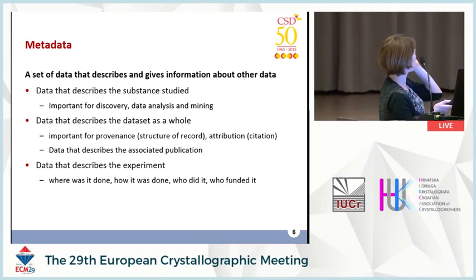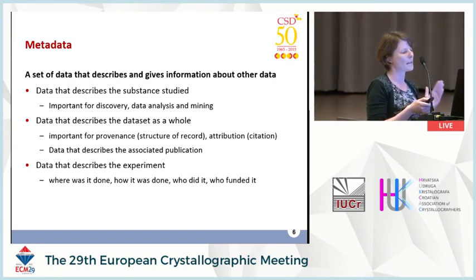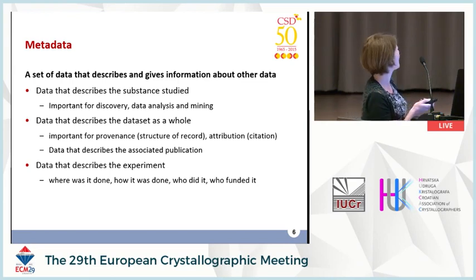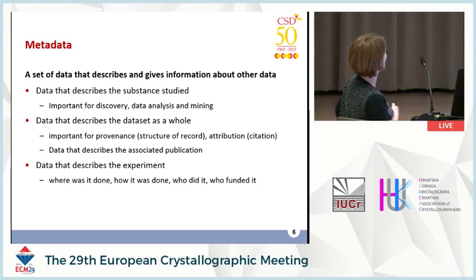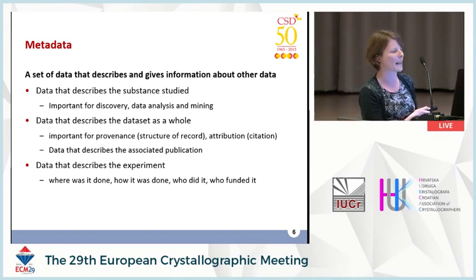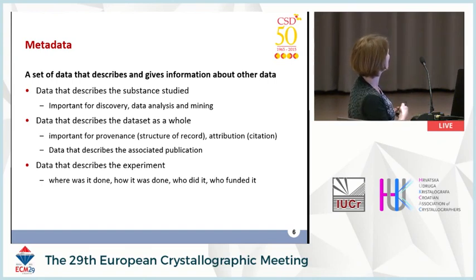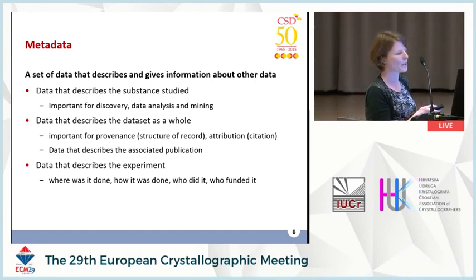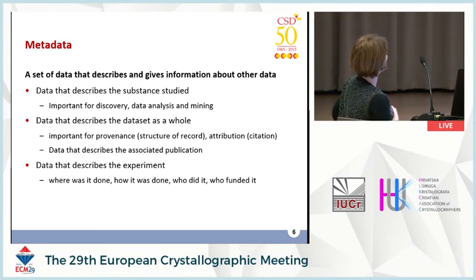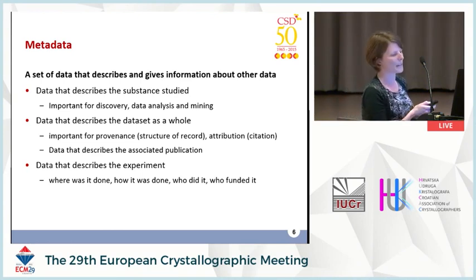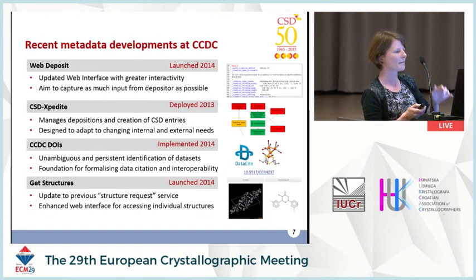So I'm going to take a step back and reflect on the types of metadata associated with a CSD entry. My simplistic view of metadata is that it's a set of data that describes and gives information about other data. And the data that I'm going to focus on this morning is data that describes the substance studied, and this is important for discovery, analysis, and mining of the data. Data that describes the data set as a whole, and this is important for provenance and attribution of the data. And then data that describes the experiment, so things like where it was done, how it was done, who did it, and who funded it.